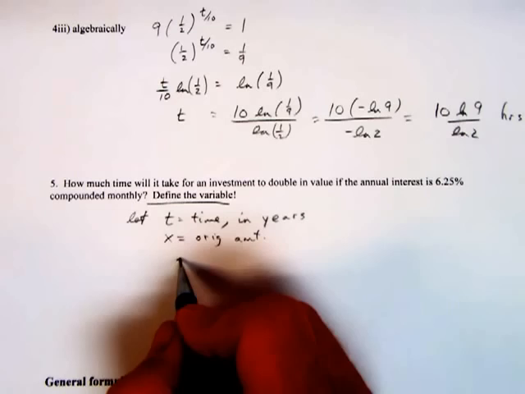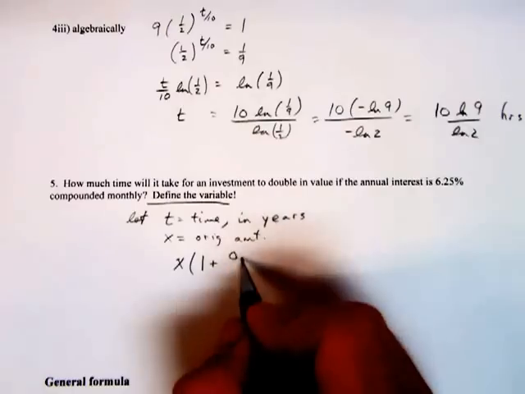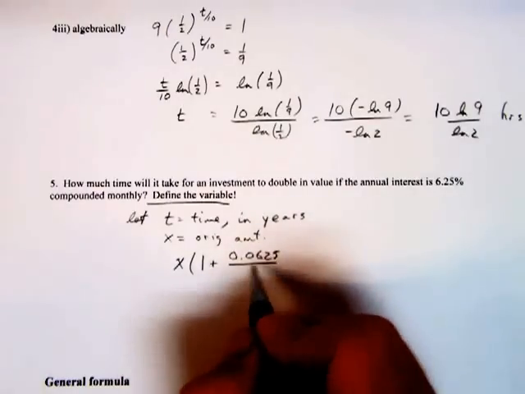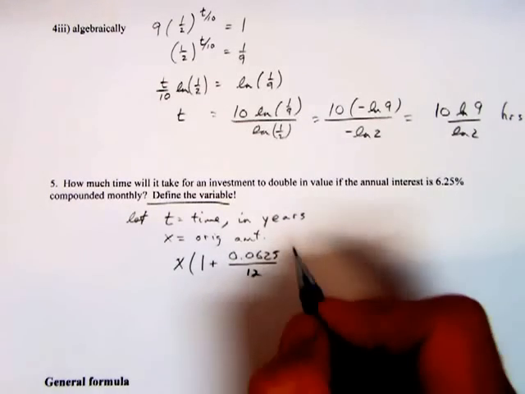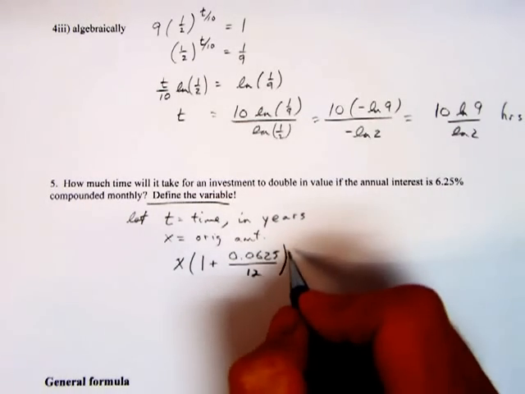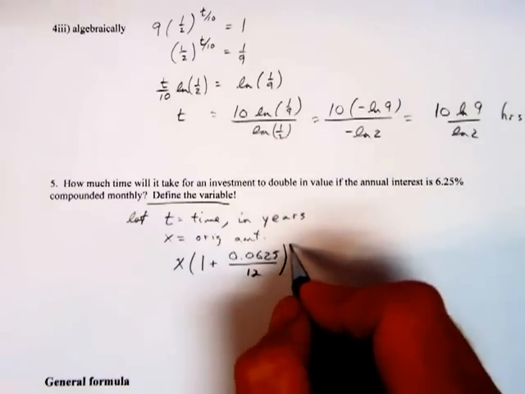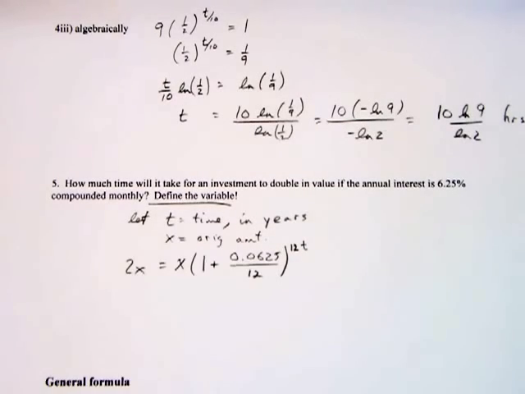So we'll have the equation be our original amount times, what's our interest rate? We have 1 plus 0.0625 divided by 12, because this is an annual rate and we want a monthly rate. And then we'll raise that to how many compounding periods? There's 12 compounding periods in a year. So at t years, there will be 12t compounded periods. And we want our money to double, so we'll set it equal to 2x.